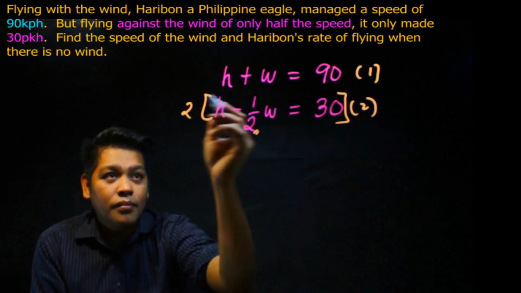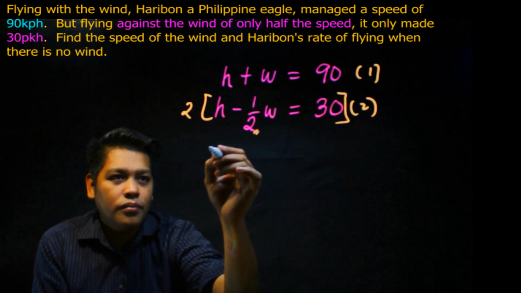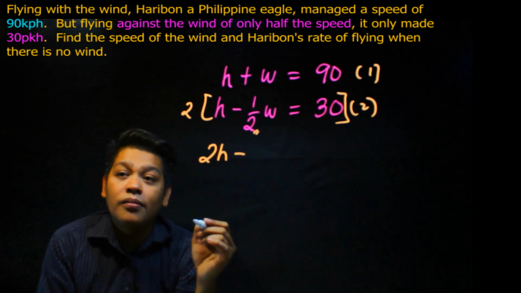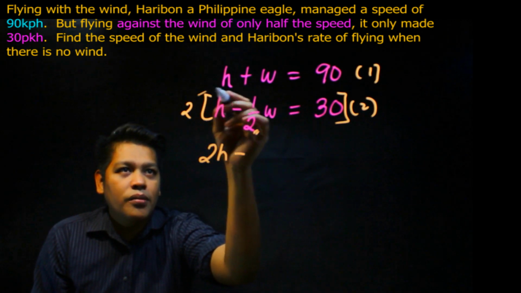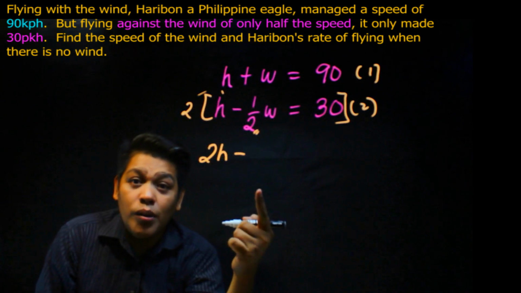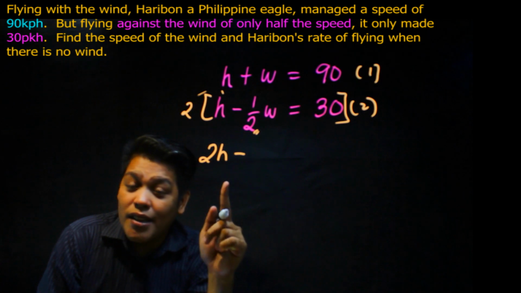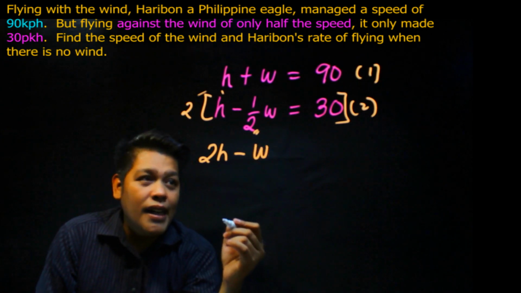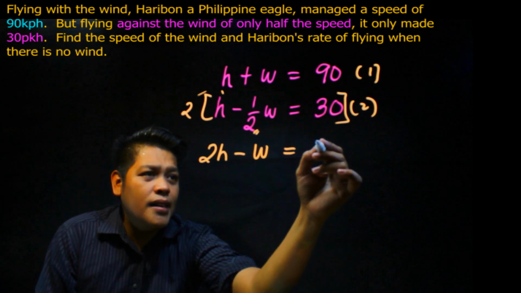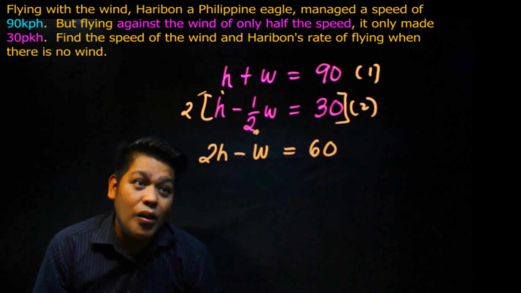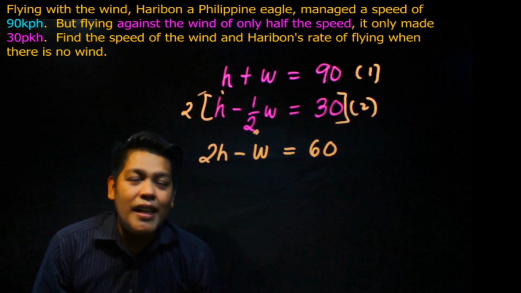So, magiging 2H minus, so distribute 2H. Ito naman, magiging 2 times 1 is 2, divide 2, magiging 1 na lang siya kasi 2 divide 2 is 1. So, magiging W na lang siya. Makakancel yan. Then, equal siya sa 60. So, yan yung ating parang equation number 3.